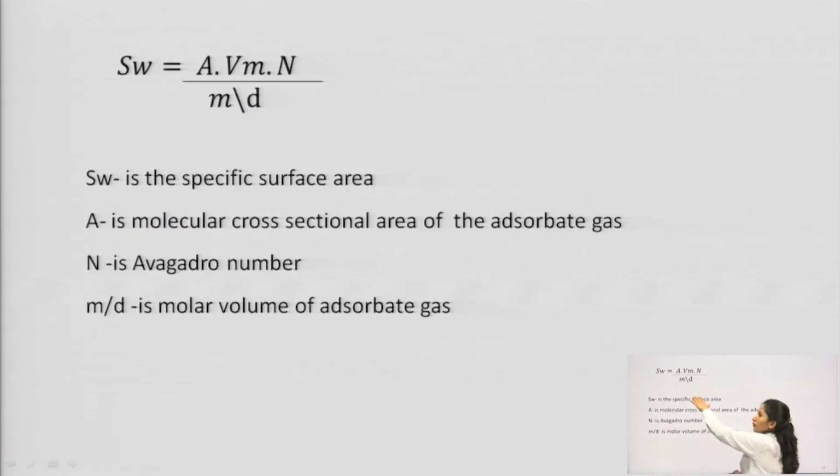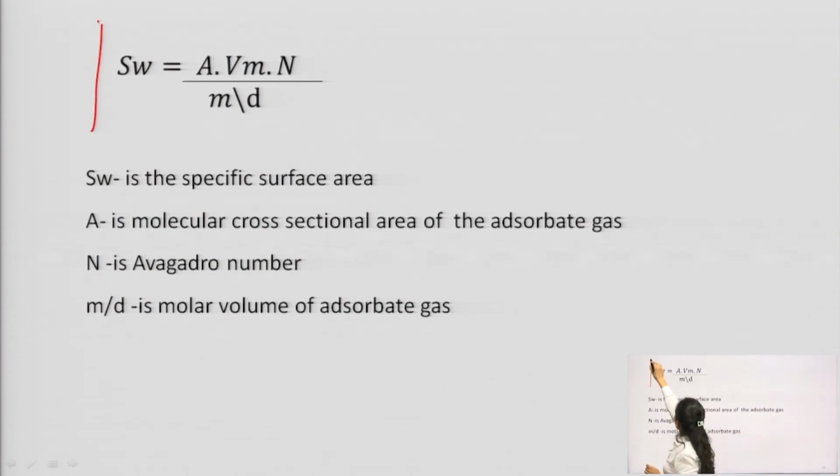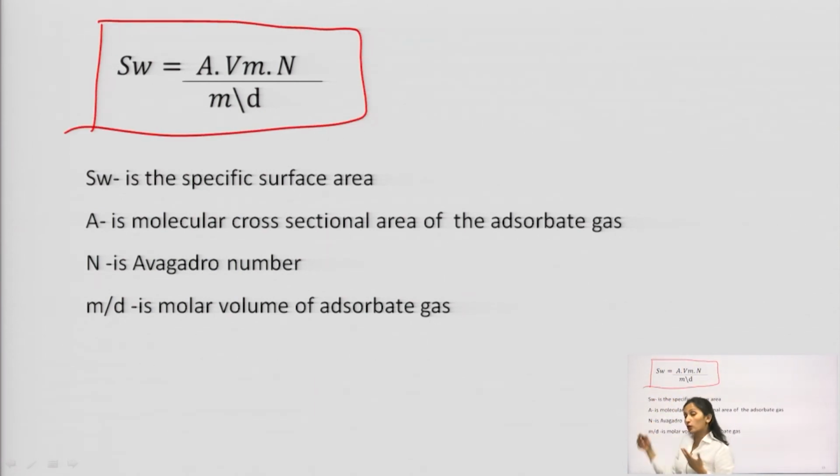Now, this is the formula to determine the specific surface area. Why do we say specific? Because we are using 1 gram of powder. This is unit quantity, that's why it is a specific surface area. So, specific surface area is equal to A Vm into N divided by M by D.